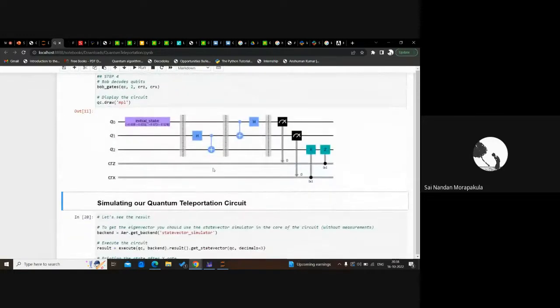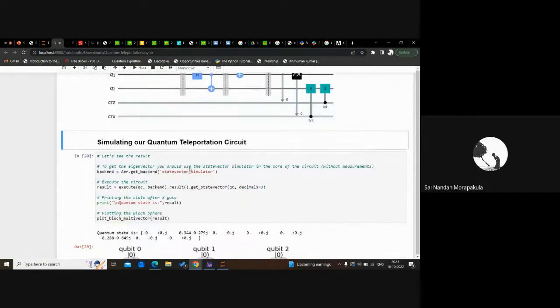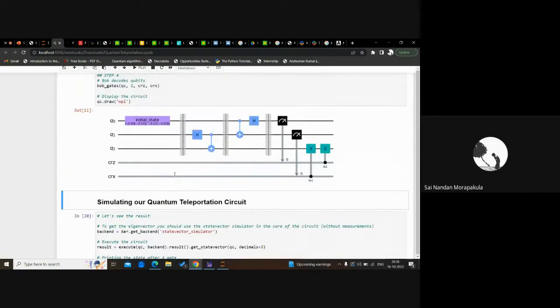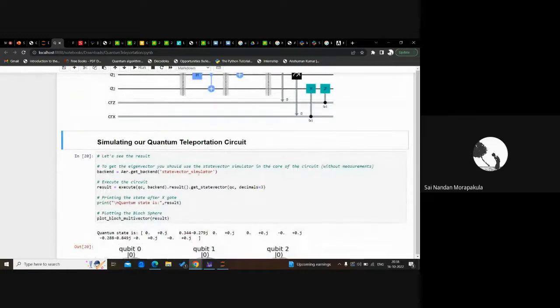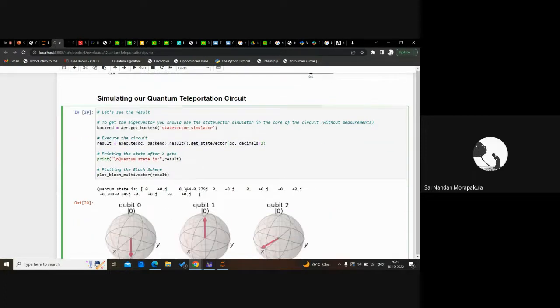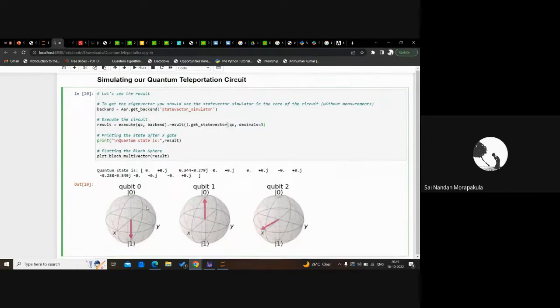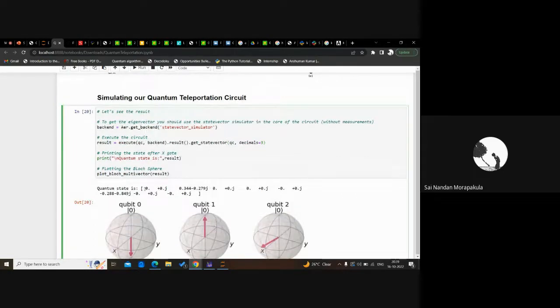Yeah, so I have run that. So now what I'm doing is sending this circuit to a simulator provided by IBM, and then I'm getting back the result from them, and I'm executing it. The result can contain state vectors, and it can contain Q-spheres and everything. But I am interested in the state vector, so I'm getting the state vector out of the result, and then I'm printing the result, and then I'm plotting the multivector of the result. So basically, let me run this.